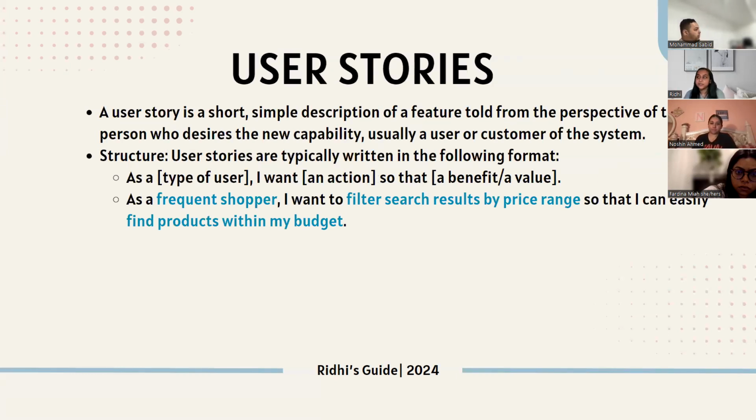A user story is typically formatted from the point of view of the user. The traditional format is: as a type of user, I want an action, so that I have a benefit or value. So as a frequent shopper, I want to filter search results by price range so that I can easily find my products within my backlog. Does that make sense, the user stories?